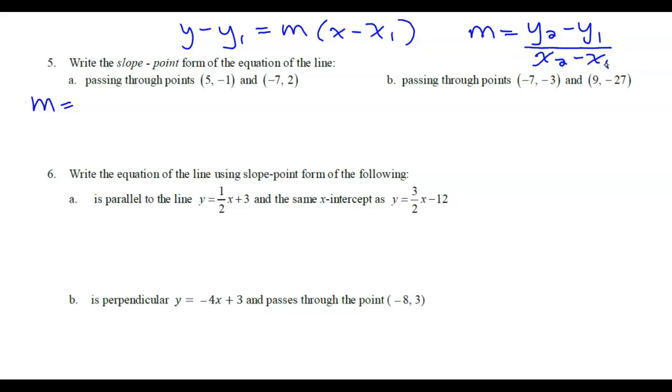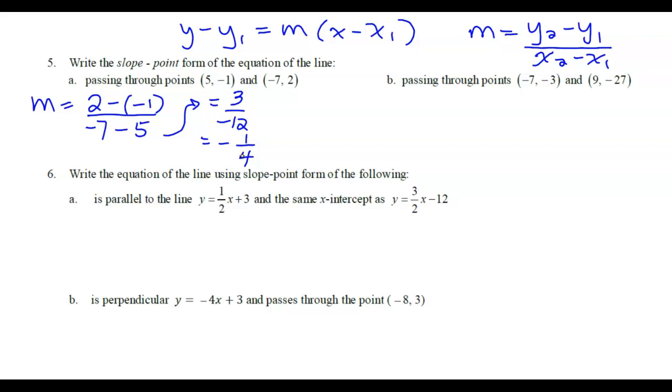Okay, so the slope is 2 minus negative 1 over negative 7 minus 5. Well, what's that? 2 minus negative 1 is 3. Negative 7 minus 5 is negative 12. And reduce that. Always show the negative out front or up top. Don't leave it in the denominator. So negative 1/4.